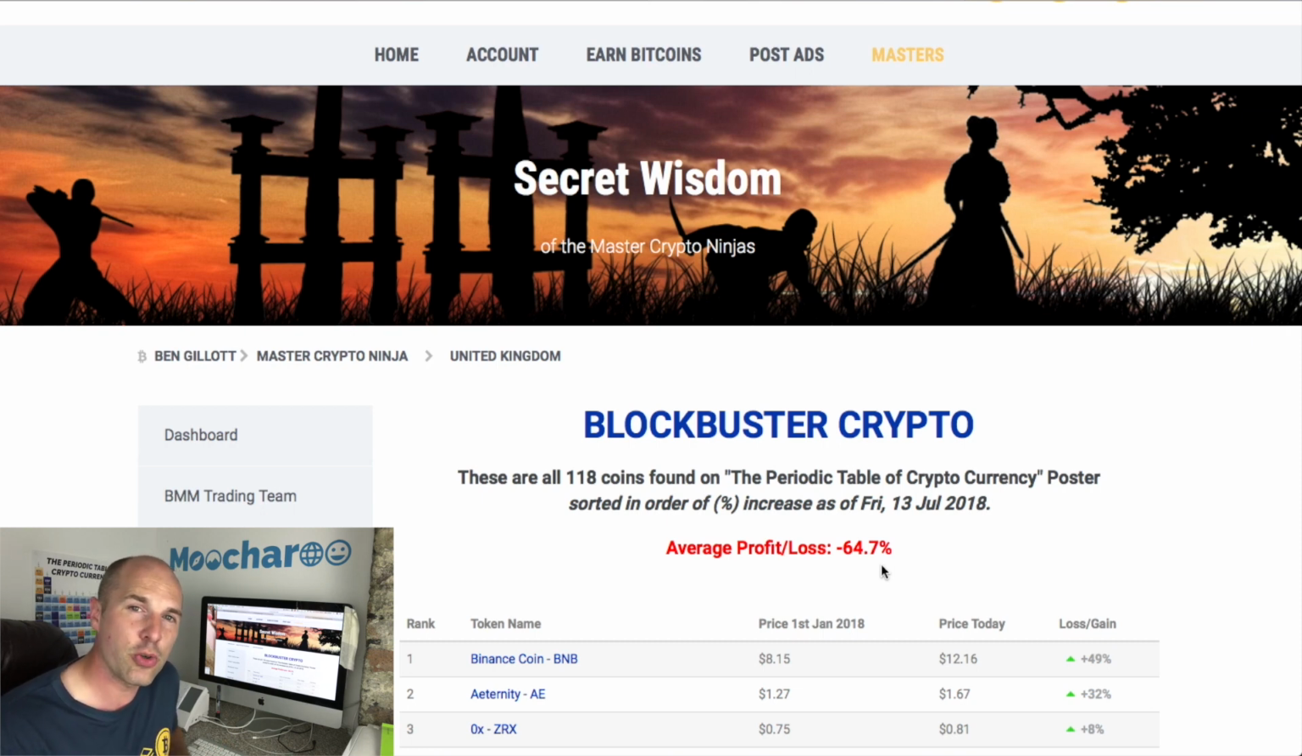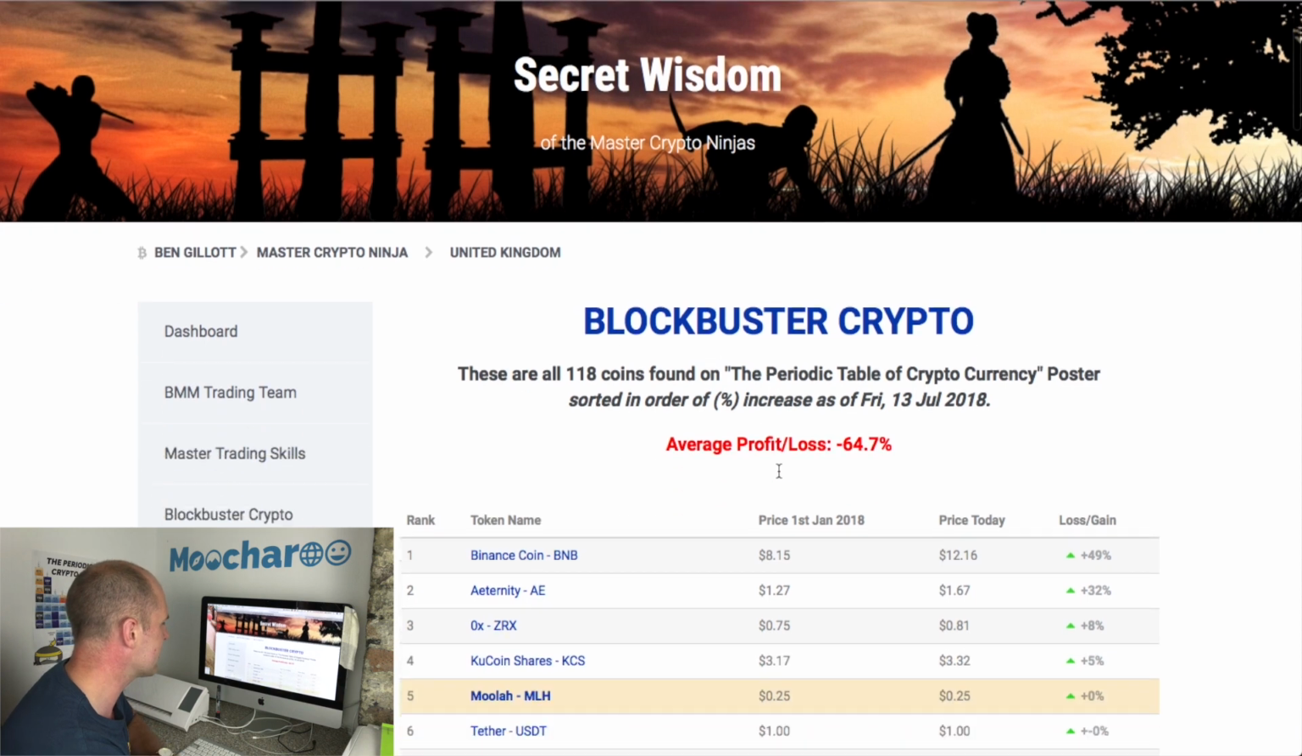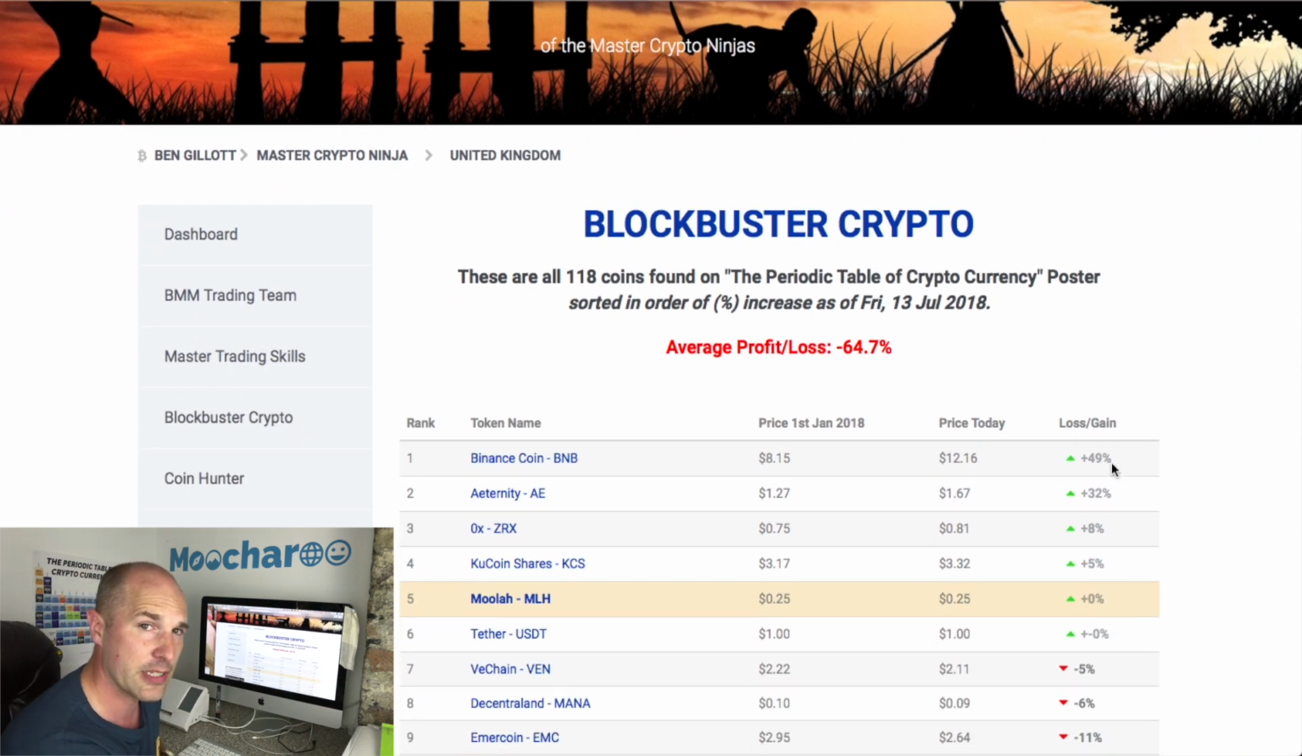So we've taken all of the data off of that poster, put it into a system, and run some code and calculations on it to work out the difference between the beginning of the year and where we are now. If we scroll down, we can see that Binance Coin is currently up 49%. Just to note, this is sorted in order of percentage increase as of Friday the 13th, which is today. Probably not the best day to make a YouTube video, but fingers crossed, hope for the best.